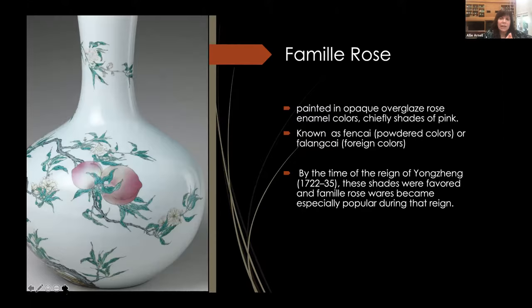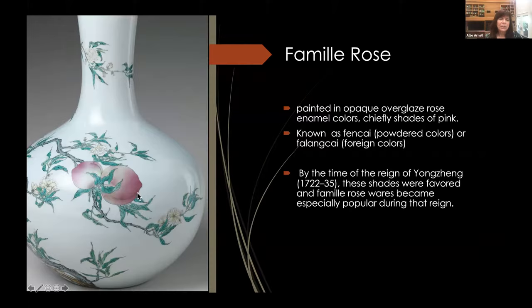And this is a type of overglaze production. Again, remember, these porcelains would have been fired at a high temperature most often. They would have had a glaze also fired on them, a white glaze or a clear glaze fired. And then these enamel colors would have been painted on and then fired at a lower temperature. And when these first begin, this kind of pink color that you're seeing here was really coming from the West.